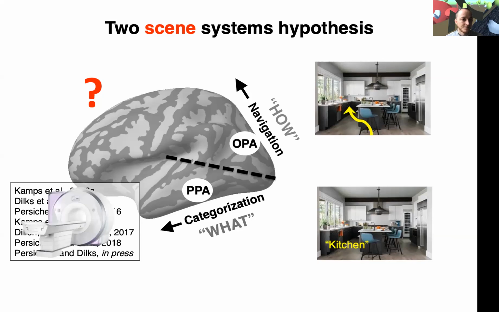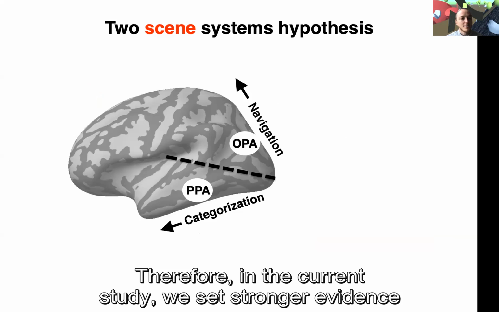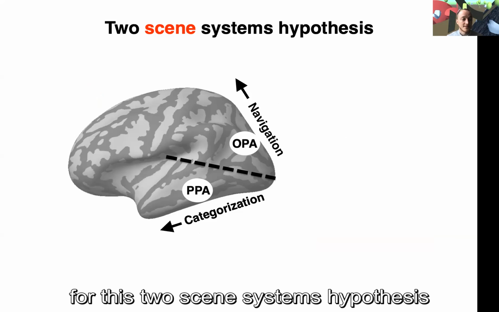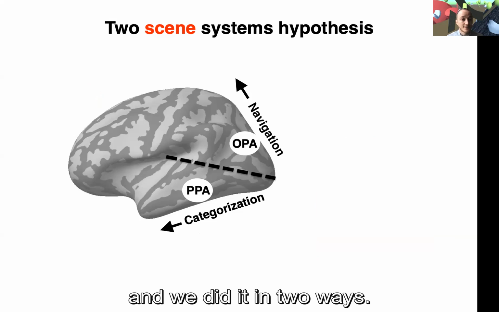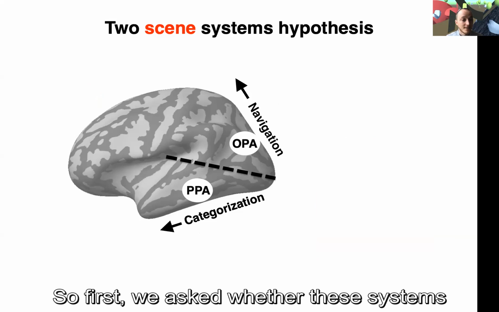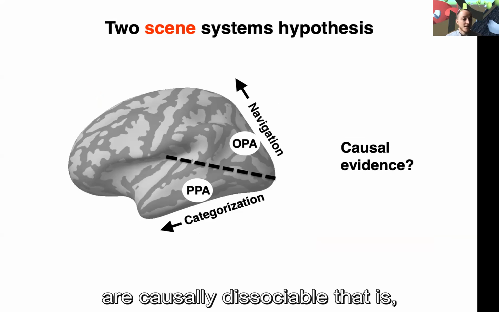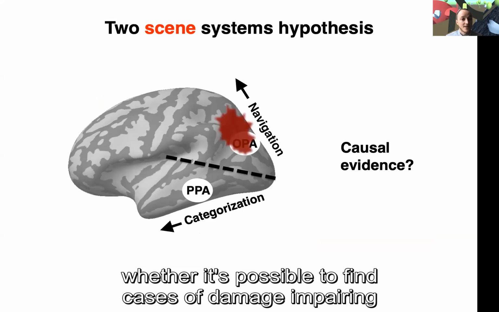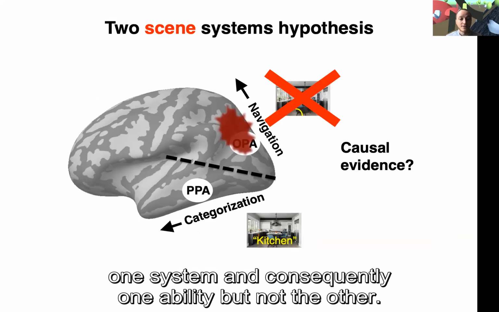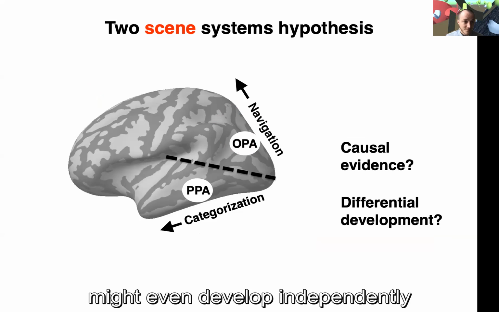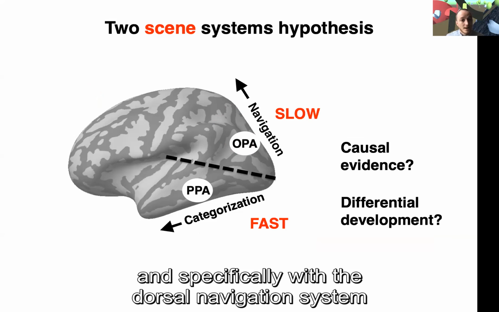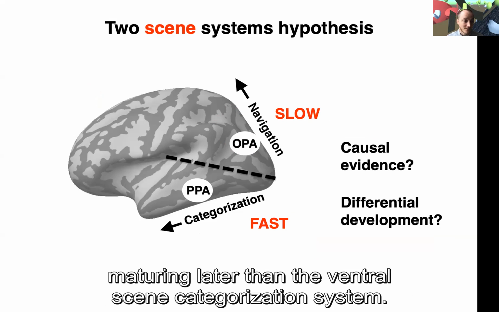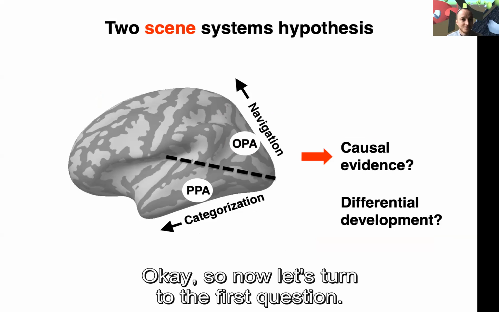Now, importantly, all of the evidence for this hypothesis to date comes from fMRI, so it's only correlational. Therefore, in the current study, we sought stronger evidence for this two scene systems hypothesis, and we did it in two ways. So first, we asked whether these systems are causally dissociable. That is, whether it's possible to find cases of damage impairing one system and consequently one ability, but not the other. And second, we asked whether these systems might even develop independently, and specifically with the dorsal navigation system maturing later than the ventral scene categorization system.